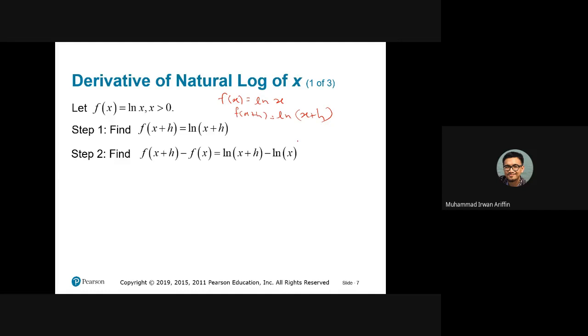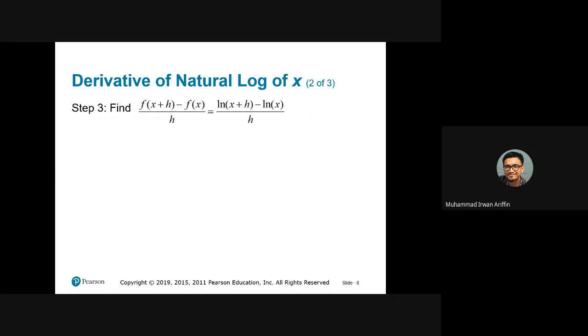If you remember the formula for logarithms, for a subtraction, we can simplify this to the natural log of x plus h divided by x. We can rewrite it in this format. Now, step number 3, we are dividing this by h.